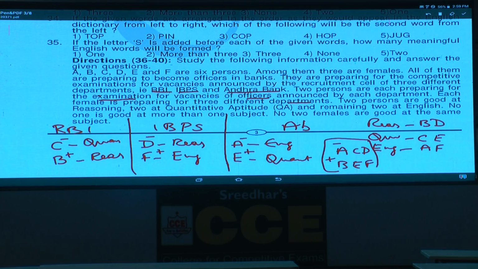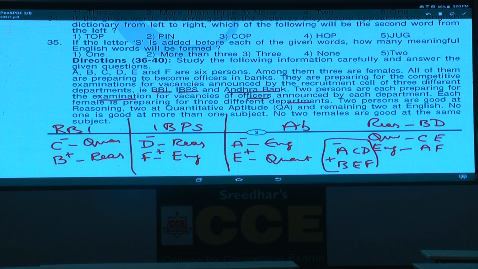EFA: E, F are males, but A is a female. B, E, A: A is a female. Next one, EFC: C is a female. B, F, D: D is a female. Then what is your answer here? 36, it is choice 5.